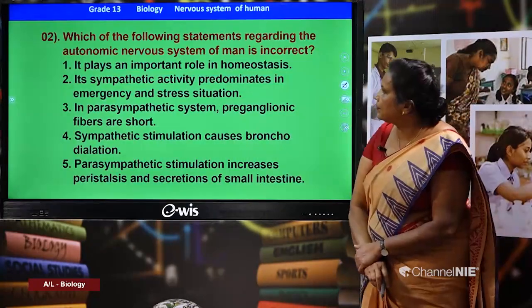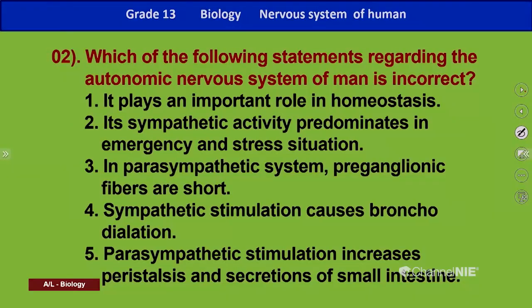The next question, which of the following statements regarding the autonomic nervous system of man is incorrect. So that is the incorrect answer you need to find. Plays an important role in homeostasis, that is a correct answer. Its sympathetic activity predominates in emergency and stress conditions, that is correct. I told you, in emergency and stress conditions sympathetic activities predominate. Parasympathetic preganglionic fibers are short, but preganglionic fibers are long in the parasympathetic, therefore this is the wrong answer.